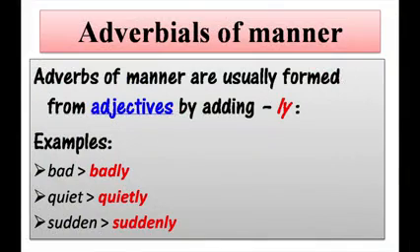Here we have adverbial of manner. Adverbials of manner are usually formed from adjectives by adding ly. If you see the examples, you can clearly understand how the ly is added to the adjectives: bad, badly, quiet, quietly, sudden, suddenly.